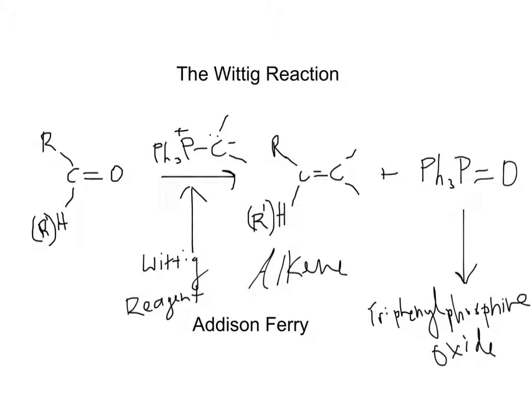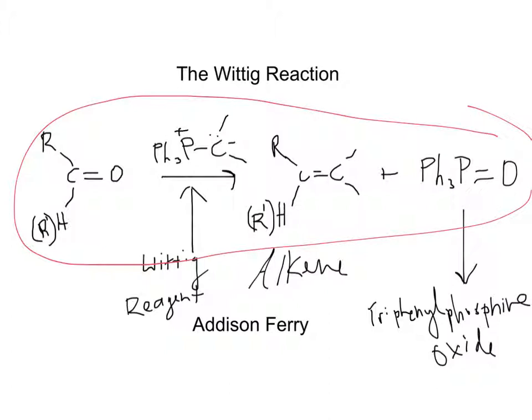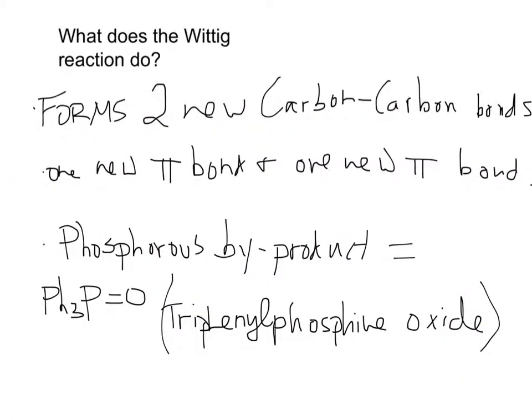Alright, so as you can see here, this is the Wittig reaction, and the two reactants of the Wittig reaction are this carbon compound with oxygen attached to it, and the Wittig reagent, which I'll explain later. It forms a new carbon-carbon bond, which is shown here by the alkene, and a phosphorus byproduct, which is known as triphenylphosphine oxide. Now, the Wittig reagent is known as an organophosphorus reagent, and I will go over that later on in the presentation. Okay, so an important part of the Wittig reaction is knowing what it does.